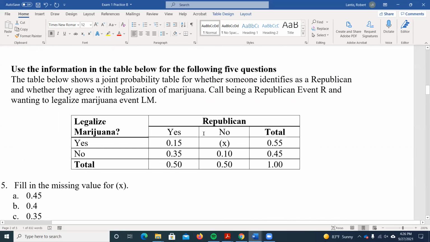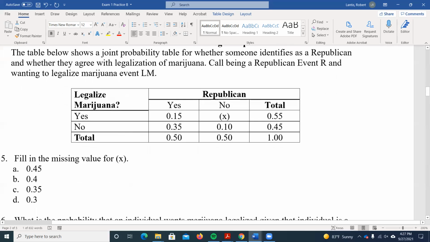Here I have an example where my event A is, does someone want marijuana legalized? Yes. A complement would be that they don't want it legalized. My event B would be that they're Republican or they're not, so I've got B and B complement. These are my two events. I'm going to shorthand them using R and LM. First, I want to find this missing value for X.